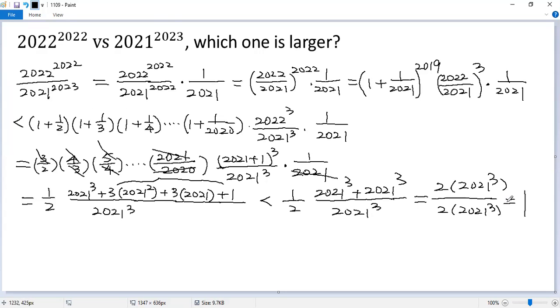Because the quotient is less than 1, that means the top, 2022 to the power of 2022, is less than the bottom, 2021 to the power of 2023.